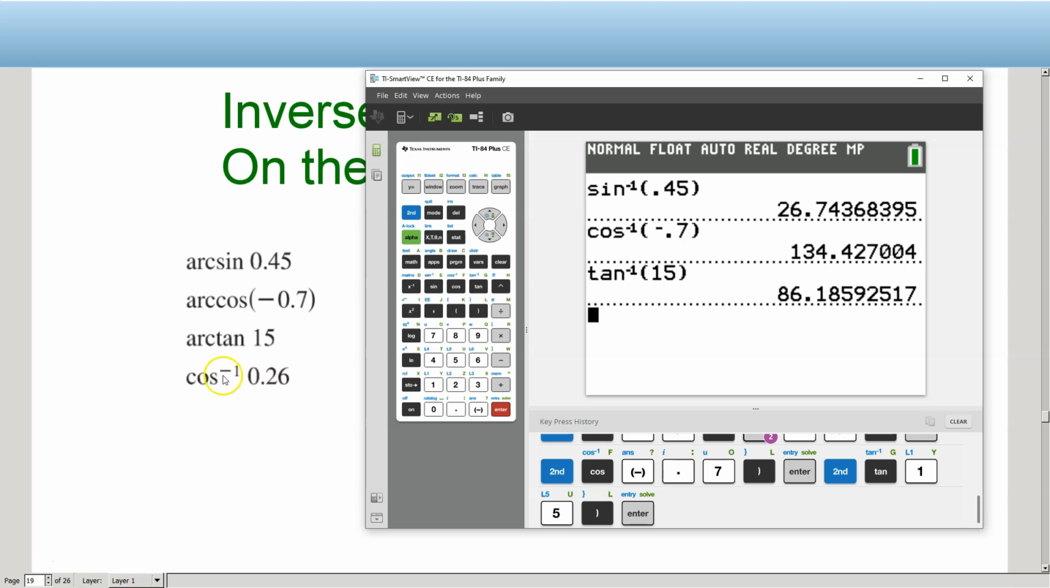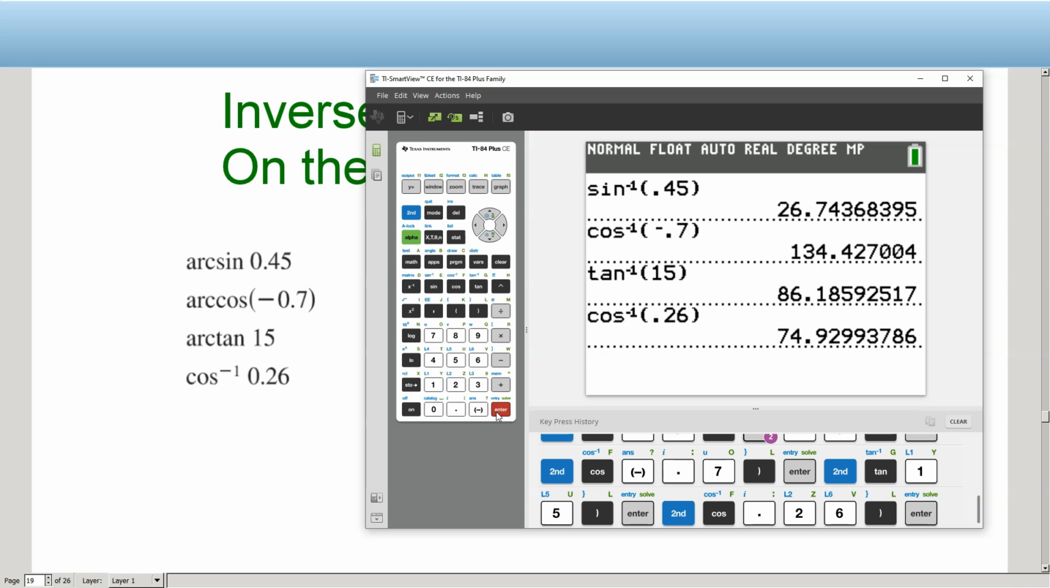You could see problems that just say cosine inverse. That's kind of the typical way that you'll see it. So cosine inverse 0.26. You know, think about your x value being 0.26. What angle are you going to have there? Well, that's going to be about 74.93 degrees.